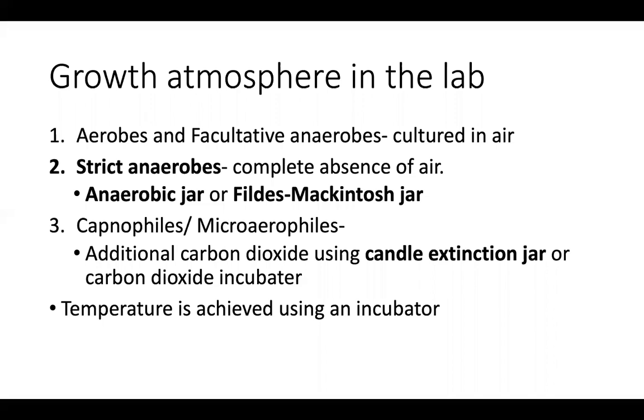However, the strict anaerobes require complete absence of air. You have to achieve anaerobiosis in the lab. How do you achieve complete absence of oxygen in the lab? We have what we refer to as the anaerobic jar or the Fields Macintosh jar. Then we have those that require decreased levels of oxygen or increased levels of carbon dioxide. We use the candle extinction jar where we do not have a carbon dioxide incubator. And for temperature, remember we said most of these are mesophiles. They require a growth temperature of between 35 to 37 degrees. Temperature is achieved using an incubator.